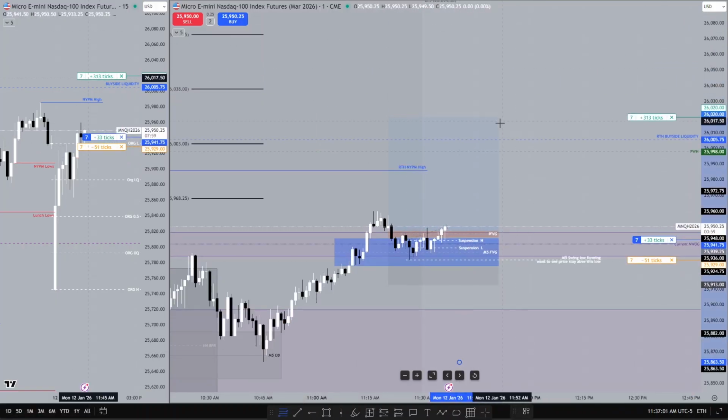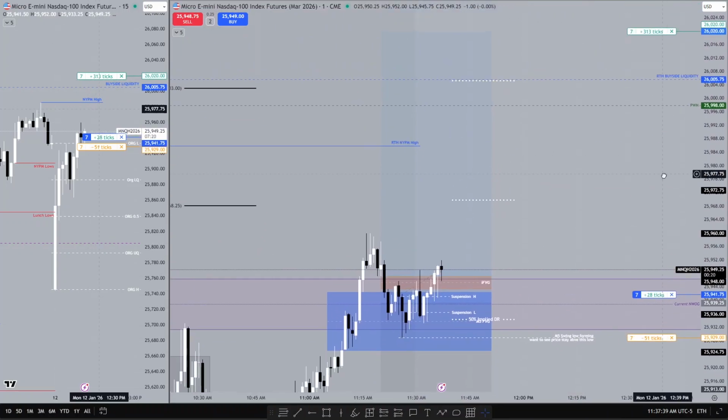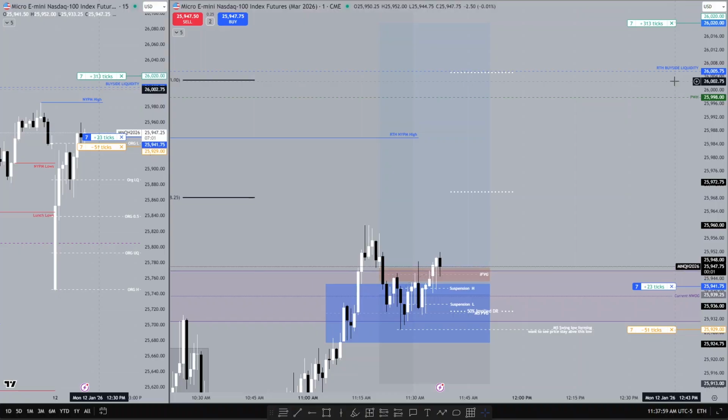But I don't want to see price trade to the inverted fair value gap towards the low. I see that happen right now. Price trades to the low of the inverted fair value gap. That is not what I want to see. That's bearish, or it shows high risk and liquidity run conditions.